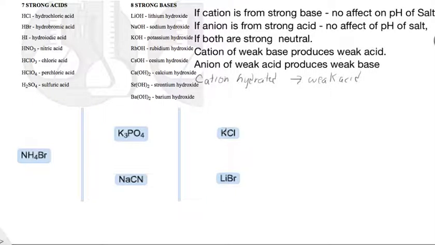Okay. If the anion is derived from a weak acid, the salt is going to be a weak base. Okay, so let's do KCl. Where did we get these from? Well, KOH, and that is a strong base right here. And HCl is a strong acid, so this is going to be neutral.